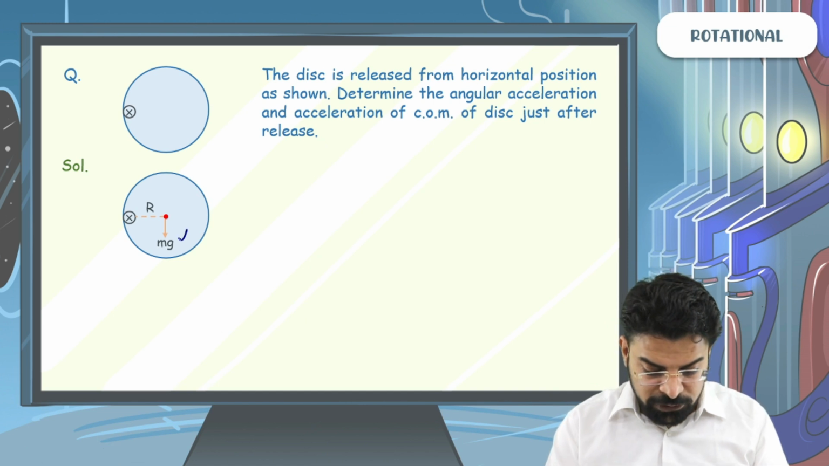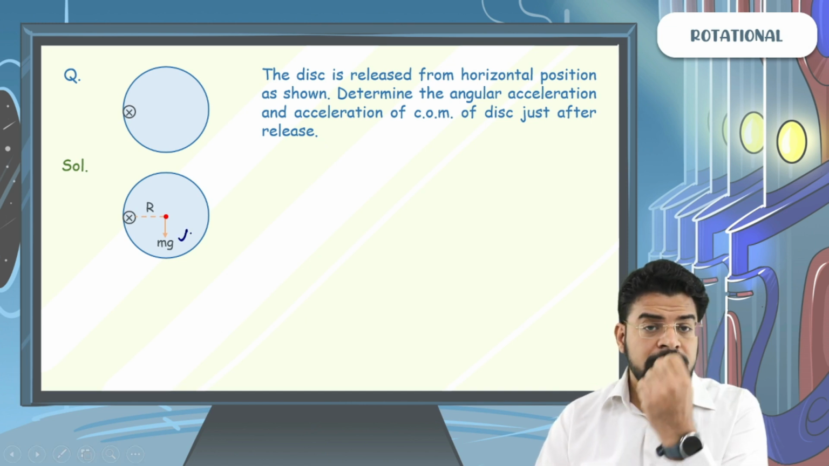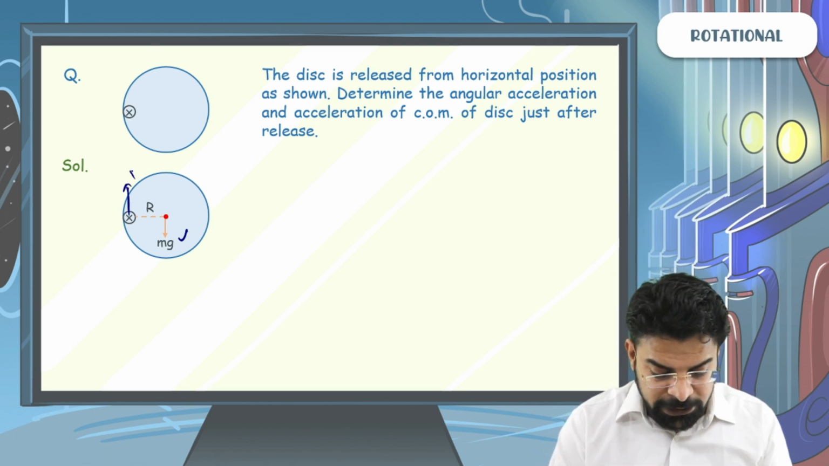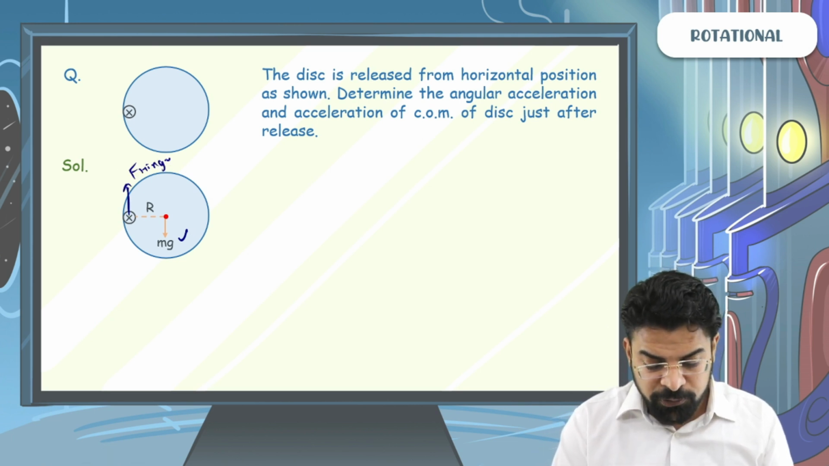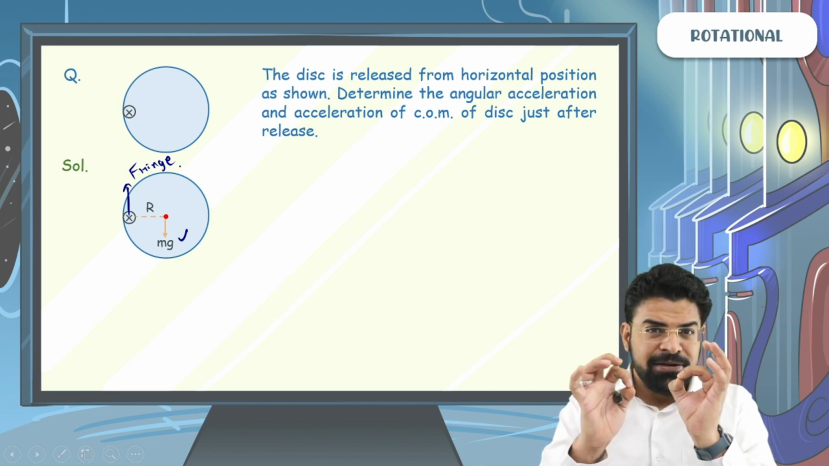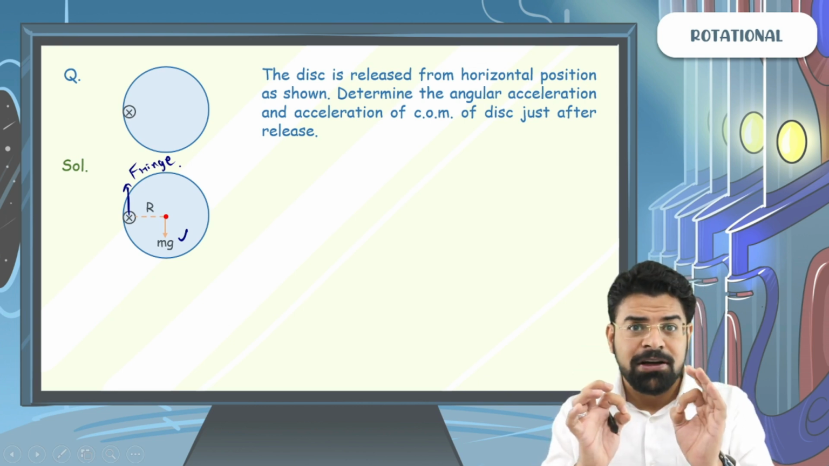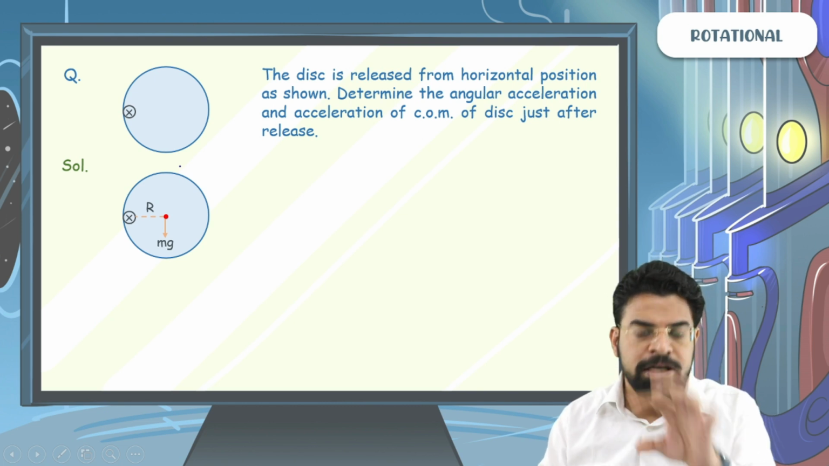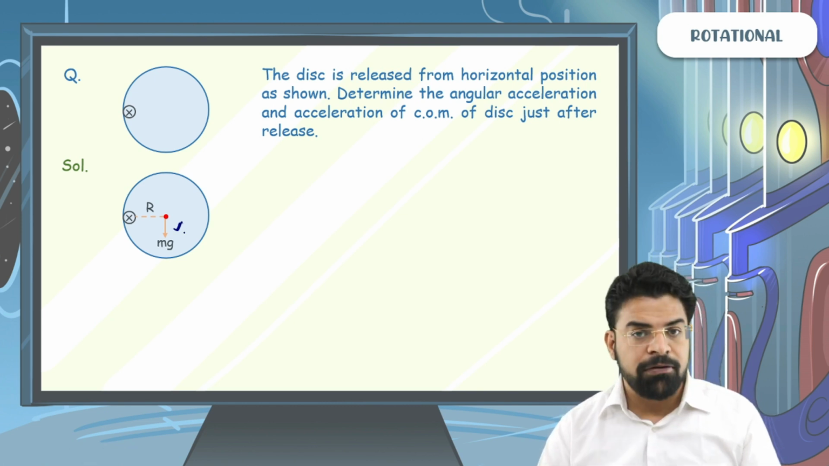There will be a force of gravity downwards that can be assumed to be acting at the center of mass, and there will be a force by the hinge. Will the force by the hinge produce any torque about the hinge? No sir, R is 0. So there is only one force producing torque about the hinge, and that is the torque of the force of gravity.